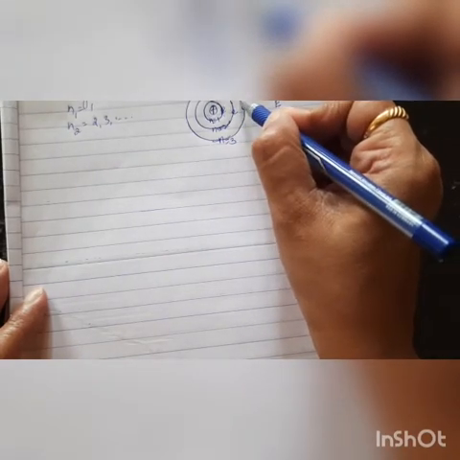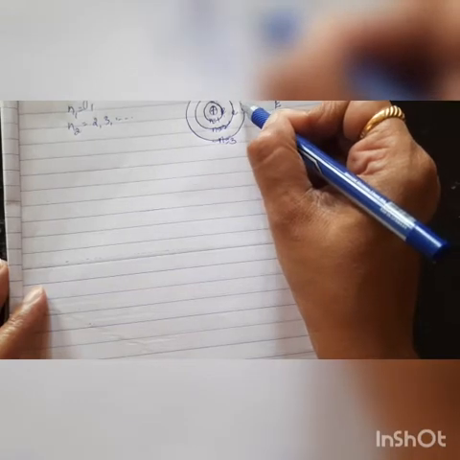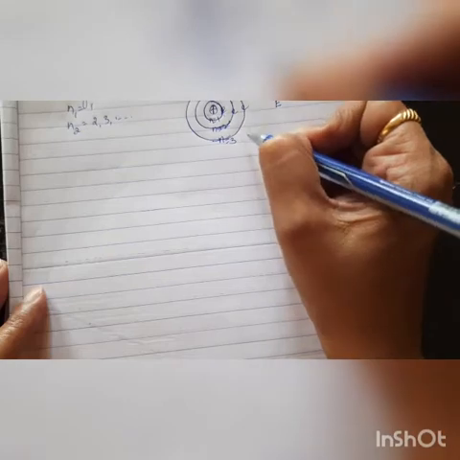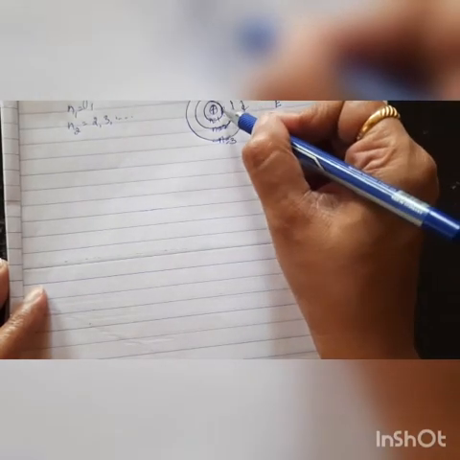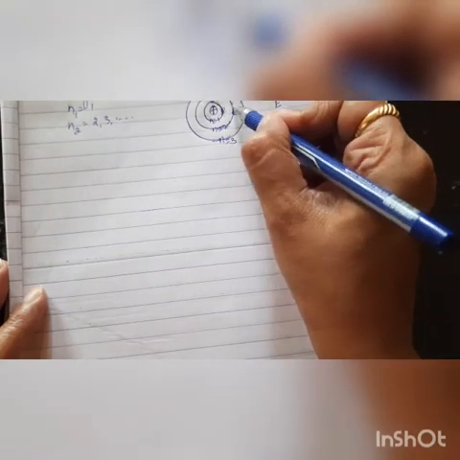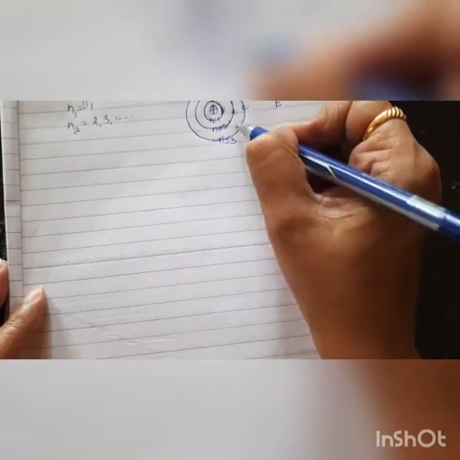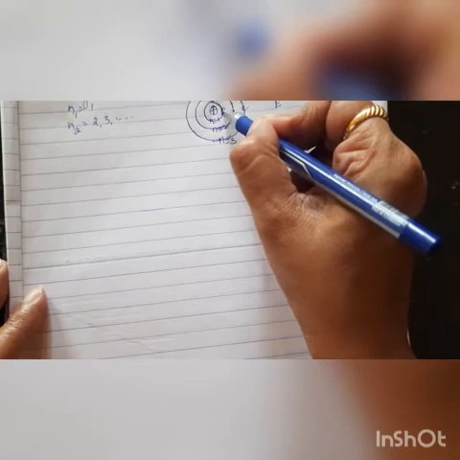And when it goes to the higher energy state, it is not a stationary state. So what will it do? It will emit the radiation and come back to its ground state. If it absorbs energy, it will go to the higher energy state. If it gives out energy, it will come to the lower energy state.